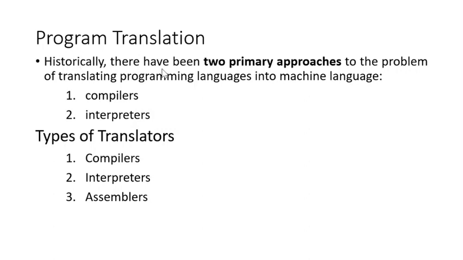Okay, so historically there have been two primary approaches to the problem of translating program languages into machine language. Ito ay kasama dun sa discussion natin dun sa first topic, wherein we convert an example code from assembly to machine code. And so yung mga nabanggit natin kanina, these are actually types of translators. Okay, so for us to translate the given programs, we either use a compiler, interpreters, or assemblers. So we will discuss the difference of those three.